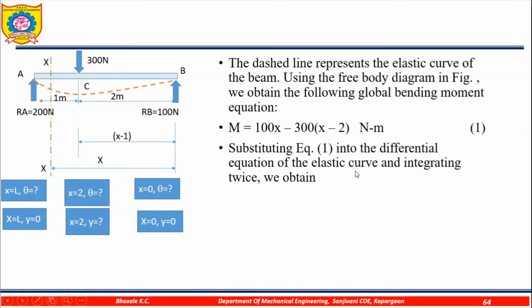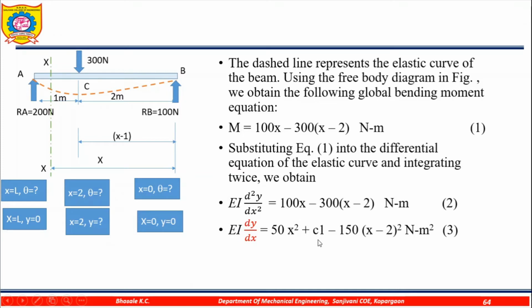Substituting the equation into the differential equation of the elastic curve and integrating twice, we obtain EI d2y upon dx square, replacing the M value, equal to 100x minus 300 into x minus 2 Newton meter. We'll integrate it first. So we'll get the slope equation, EI dy by dx equal to 50x square.